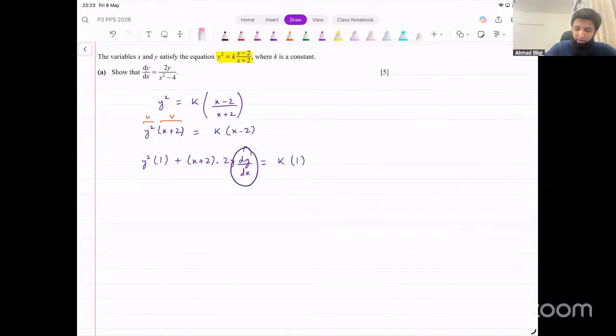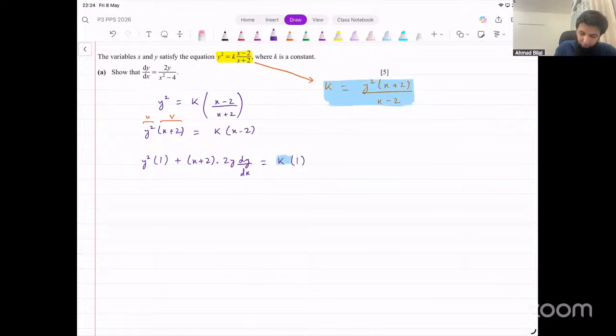Now, notice in the final result that we want, there is no k. If there's no k in that, what we can do is, from this equation, make k the subject. That gives us y squared into x plus 2 divided by x minus 2. And replace k with that thing. So we input this in place of k here.